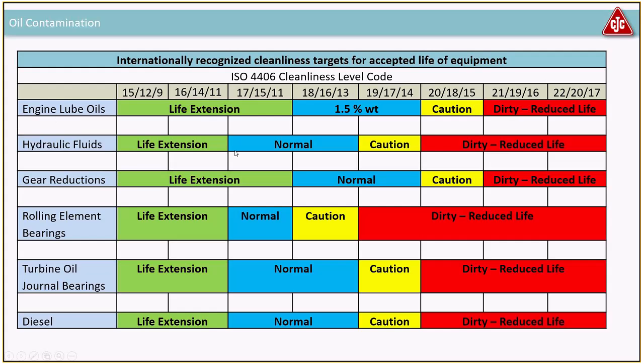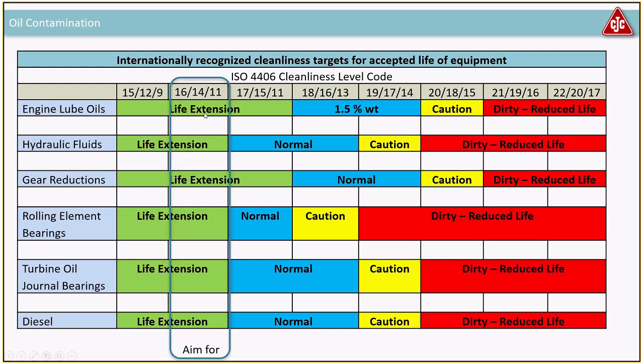You can see here for engine lube oils, it says 1.5% weight, and that's because engine oil is typically very dark, so you cannot shoot a light through it and count the particles. Some labs are doing it, but they're diluting the oil maybe 1 to 100 or something, and then you're actually not looking at the particles in the lube oil, but rather in the solvent. So I would recommend to use weight percentage instead. But it's recommended if you want to extend the life that you run with an ISO code 16/14/11 or better.